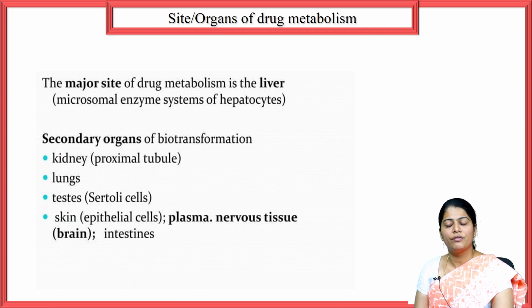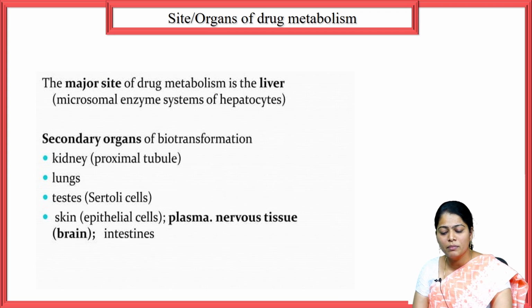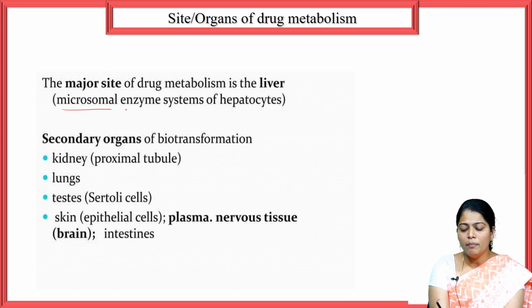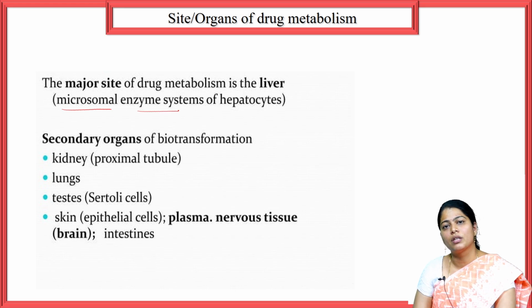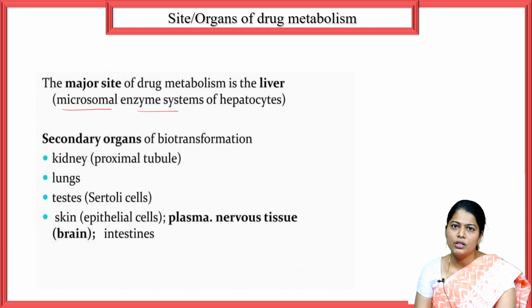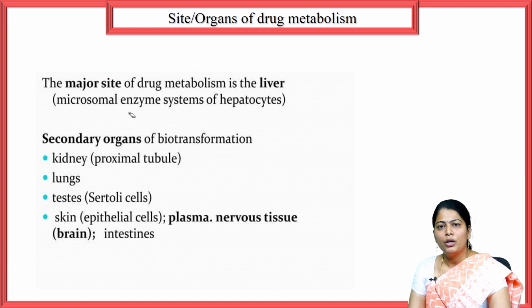So what are the sites of drug metabolism? The major site of drug metabolism is the liver. Why is the liver the major site? Because the microsomal and non-microsomal enzyme systems, which metabolize different varieties of drugs by non-specific methods, are present in the liver. That's why the liver is the major site of metabolism compared to other sites.